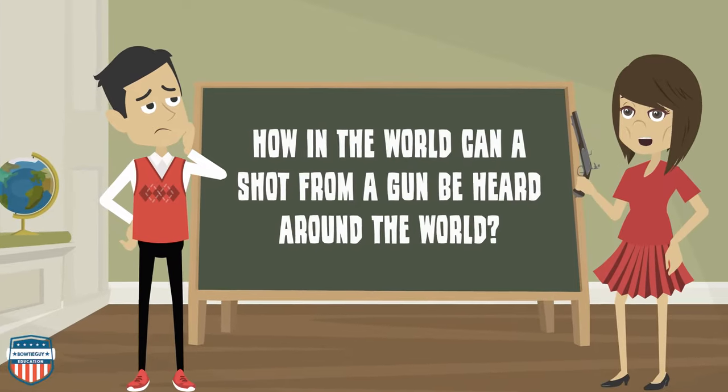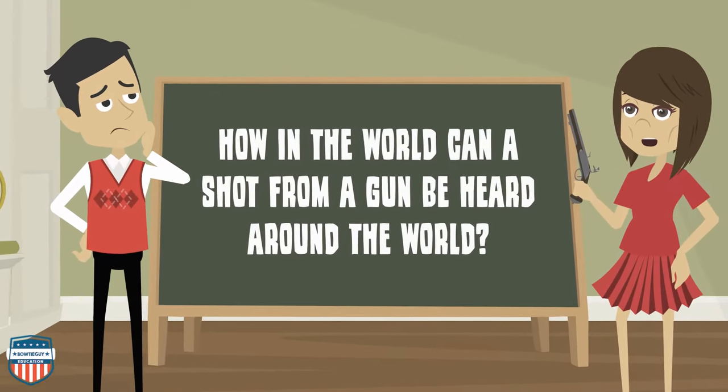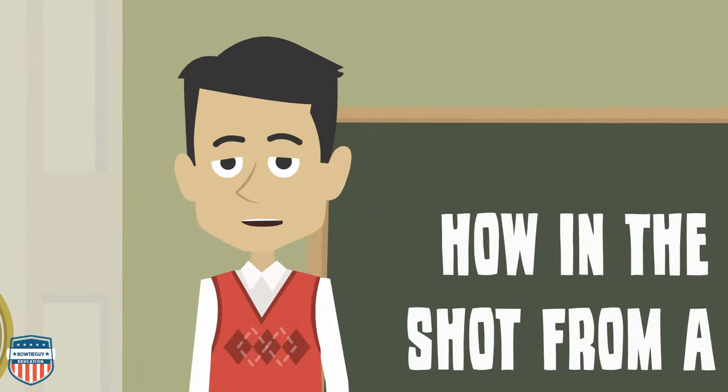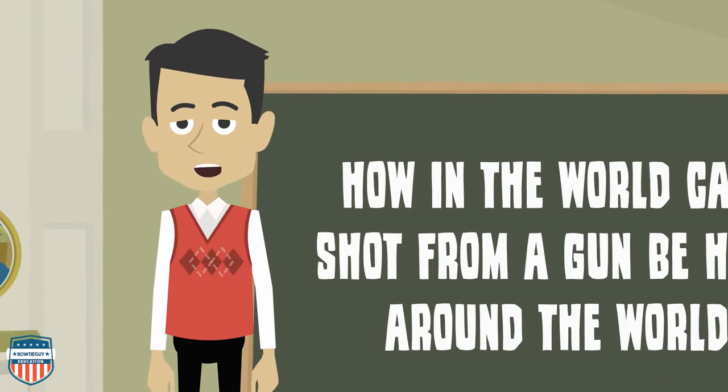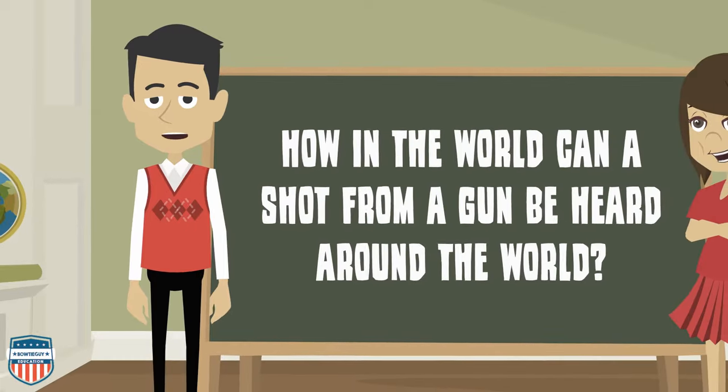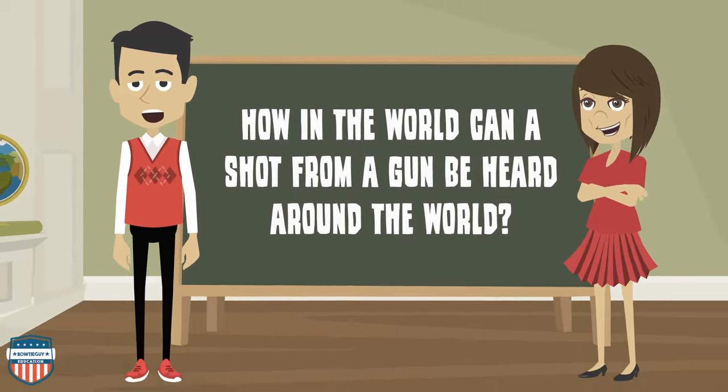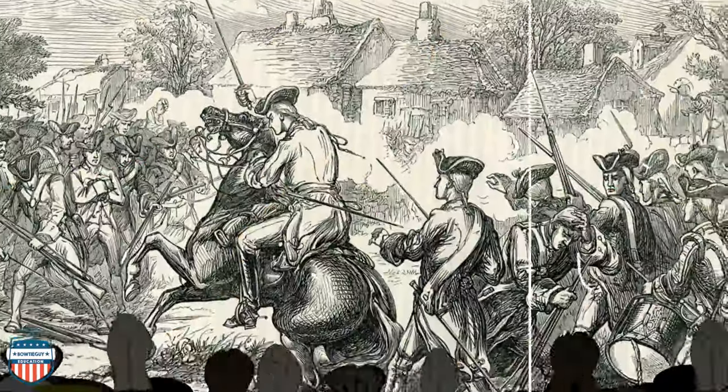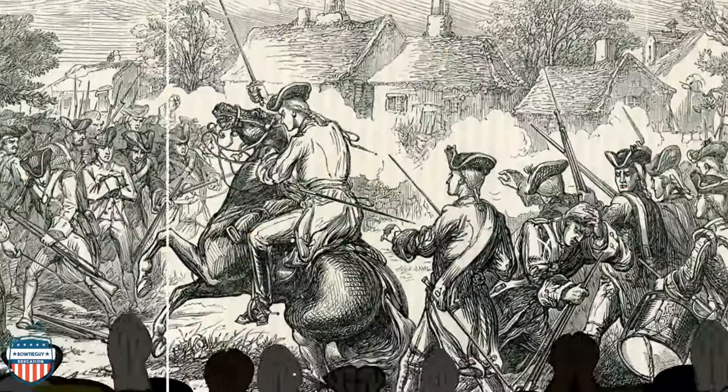How in the world can a shot from a gun be heard around the world? Oh, that's easy. Not from the gun, the influence, the significance. What a powerful moment at Lexington and Concord. Shots were fired, and the American Revolution had begun.